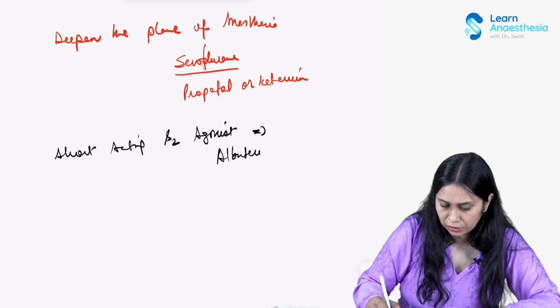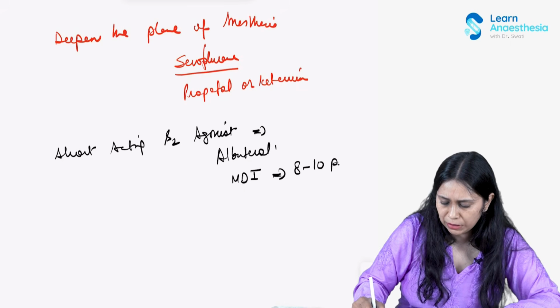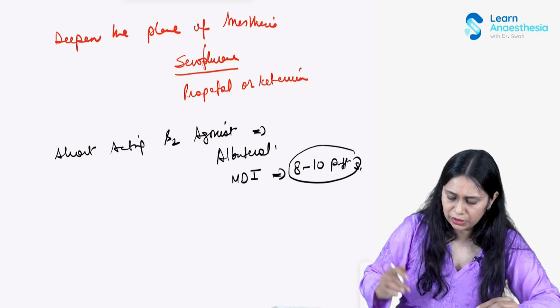And if I am giving by metered dose inhaler, I should give 8 to 10 puffs, minimum 8 to 10 puffs. Okay. We can give an anticholinergic. We can use an anticholinergic agent, right?